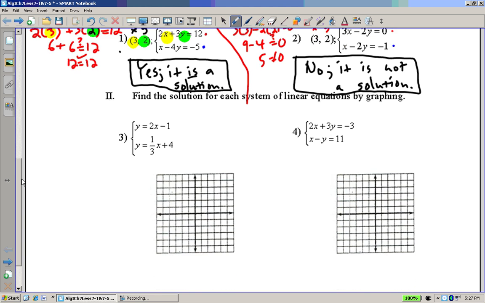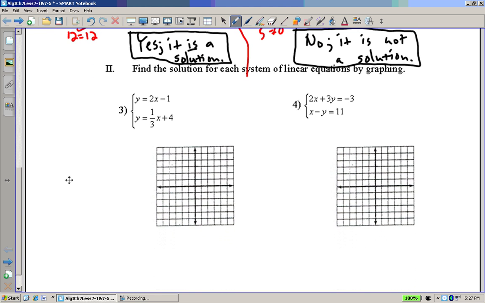All right, now that we understand the concept of a solution or not a solution algebraically, let's look at it graphically. Now, if you have some different colored pens, I highly recommend, I'm going to use red and blue. I may need to pause the video and go get a pen. And we're going to look at these two. Now, these happen to be in slope-intercept form. Very nice, very convenient. So we're going to go ahead and start.